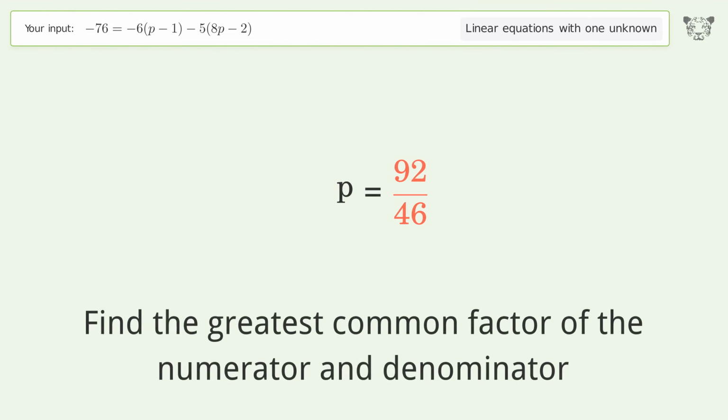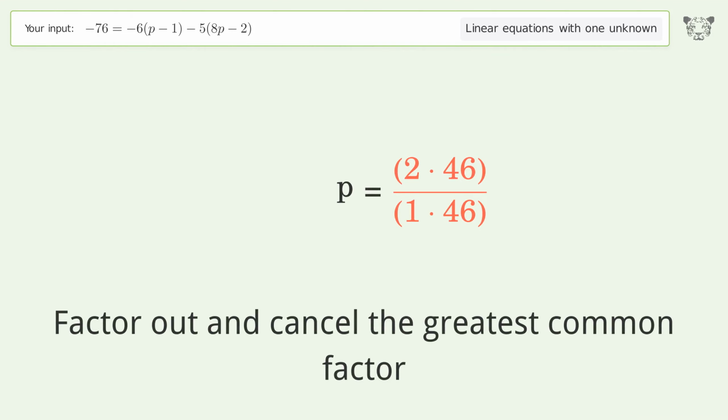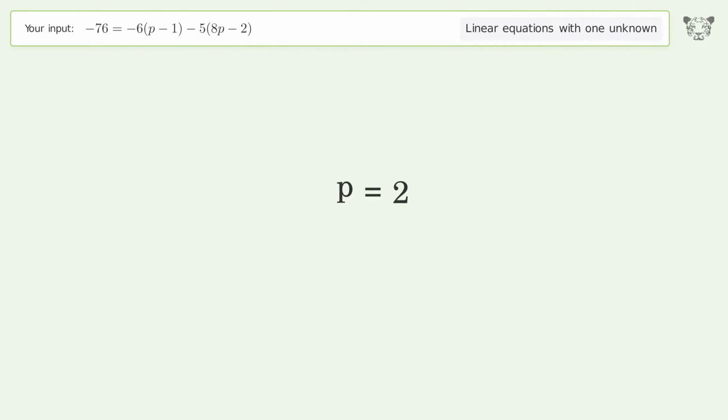Find the greatest common factor of the numerator and denominator. Factor out and cancel the greatest common factor. And so the final result is p=2.